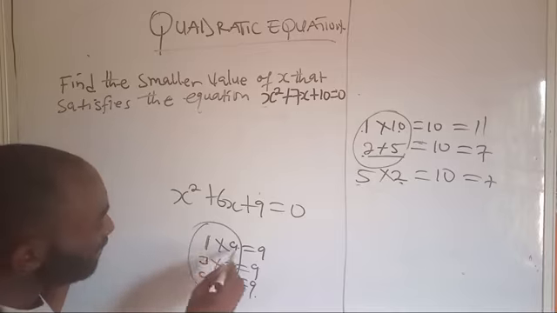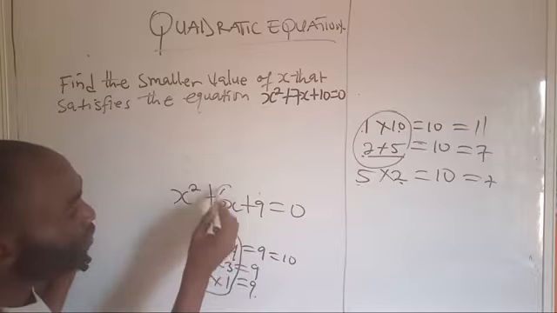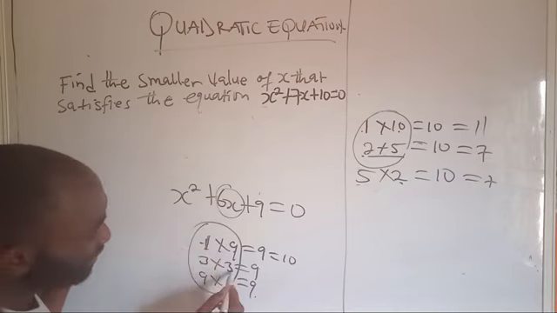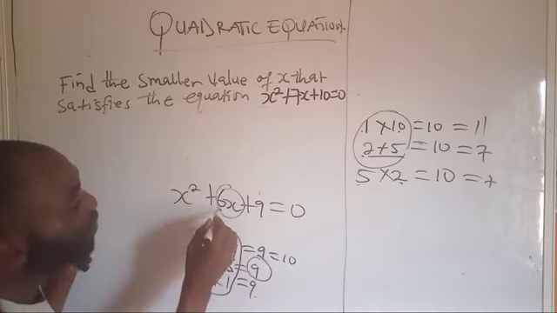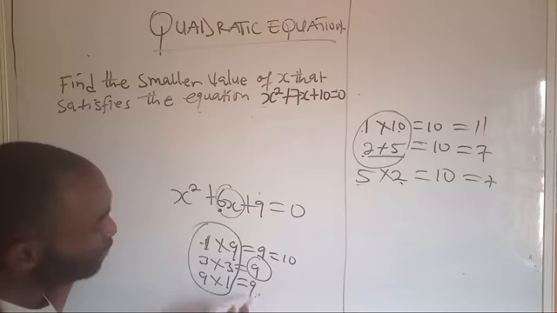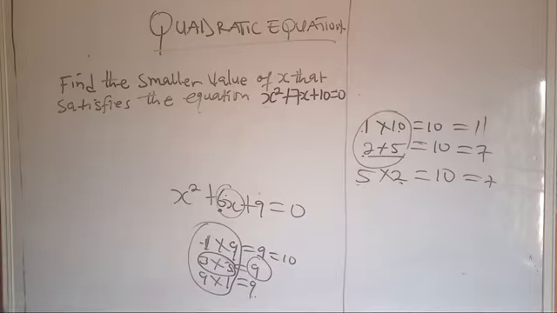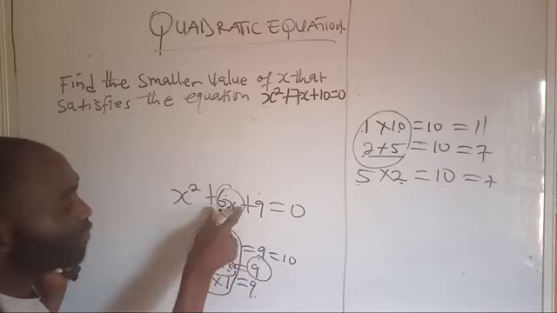So 1 plus 9 is 10. That is not the factor, because when you add it, you're not going to have 6. 3 times 3 is 9, which means definitely it is the factor. When you add, you're going to have the middle term, which is 6. 9 plus 1 is 10, which means it's not going to give you that. So this is what we are going to choose as our factor. When you multiply this, you're going to have 9, and when you add it, you're going to have the middle term.